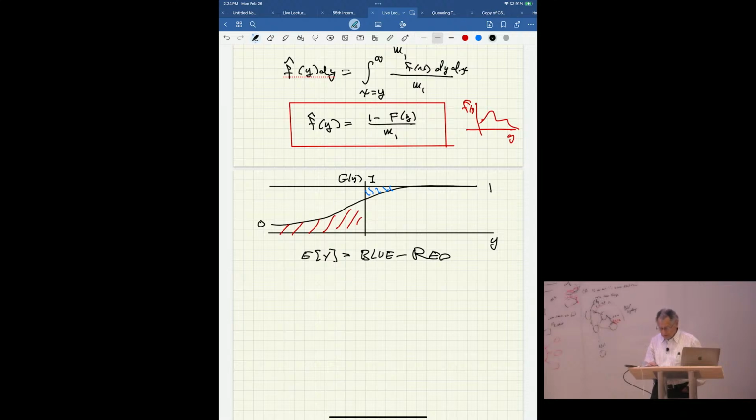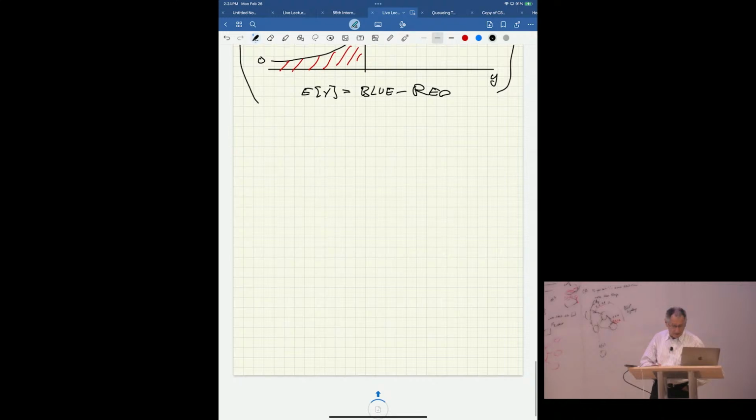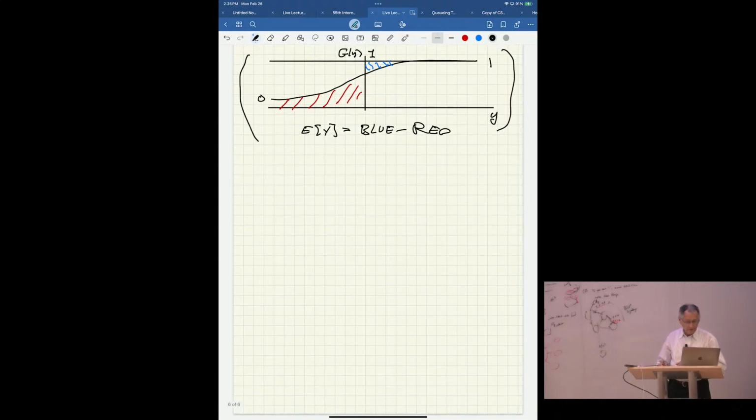The blue is the distribution. Above that is 1 minus f of y, just a notation. But you don't have to know this, it's just a nice little tool to have. Okay. So now let's, in fact, put on some definitions.